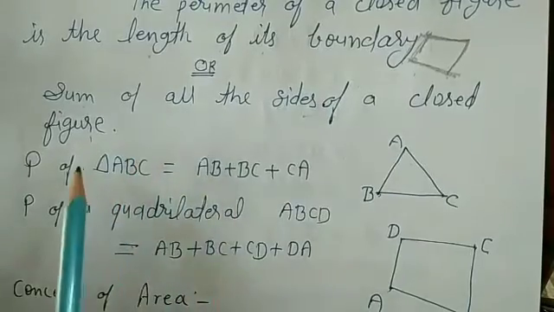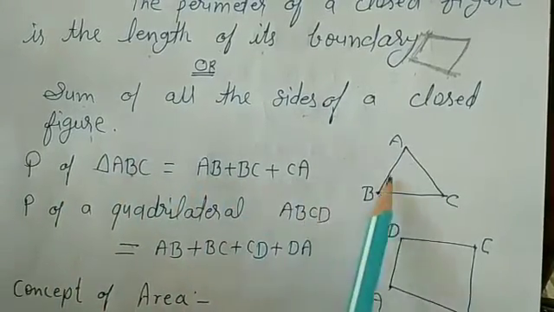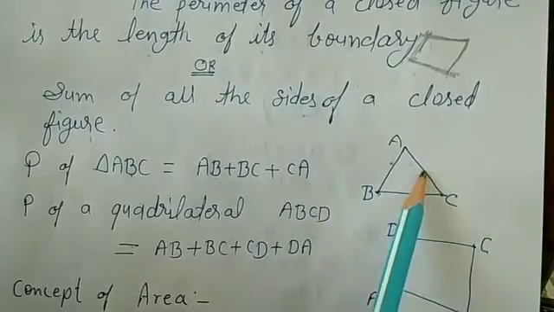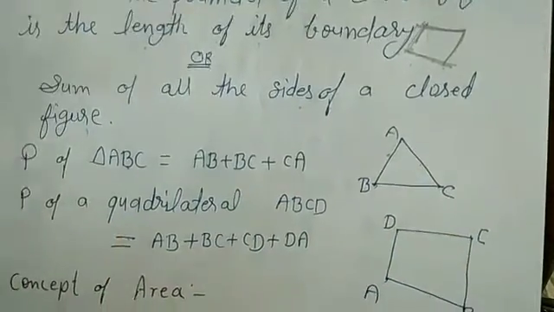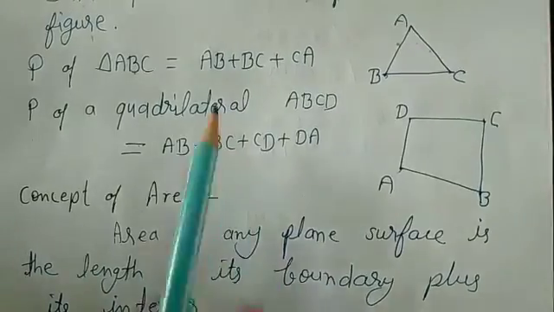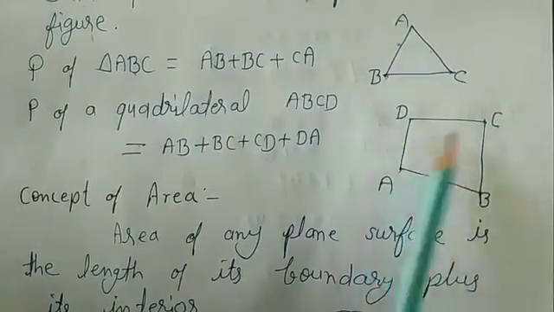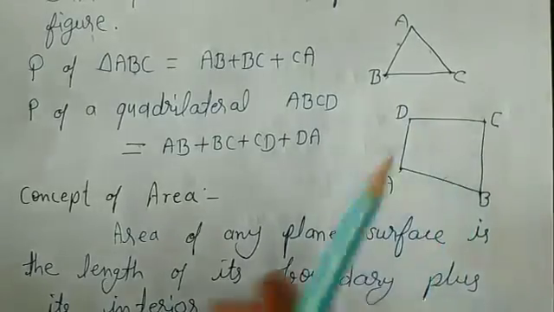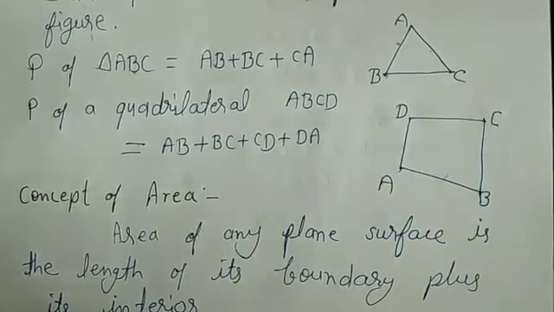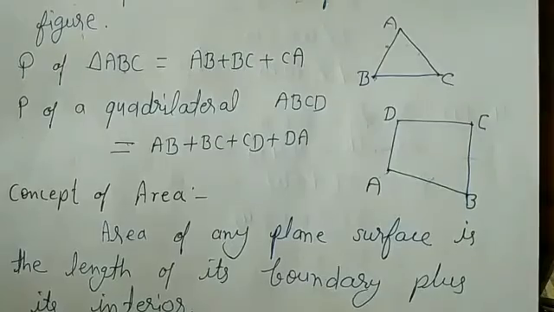If we talk about the perimeter of the triangle ABC, that will be AB plus BC plus CA, this plus this plus this. Perimeter of the quadrilateral: quadrilateral means a closed figure bounded by 4 line segments. AB, this plus this plus this plus this. Simply, the sum of all the sides is called the perimeter of all the figures.